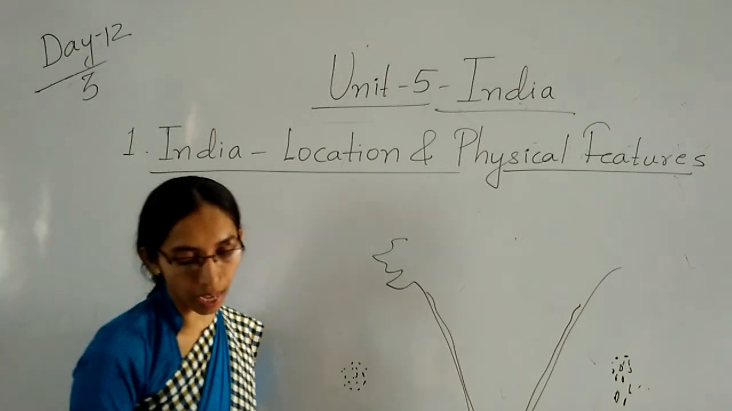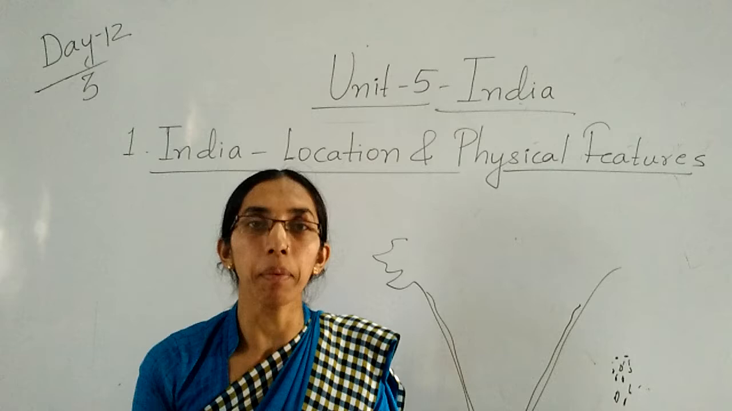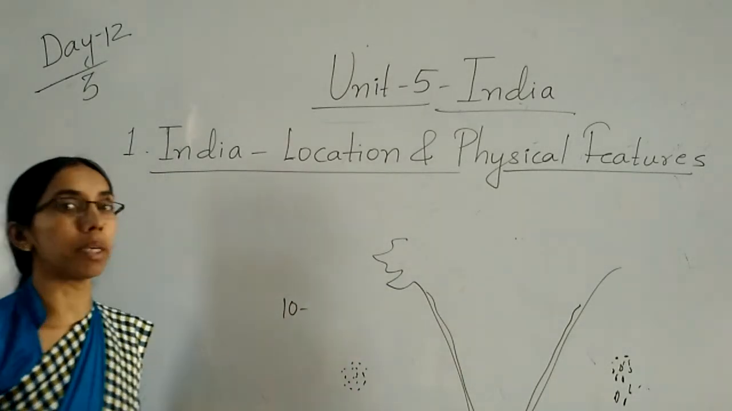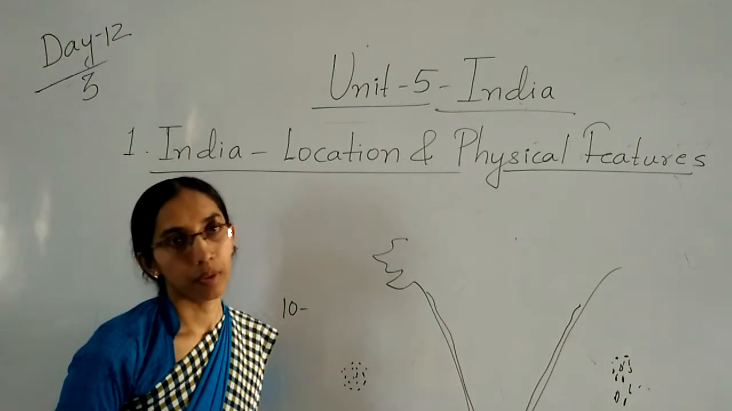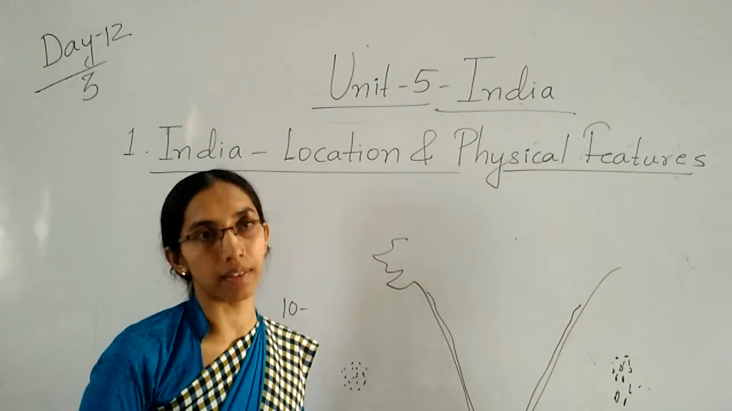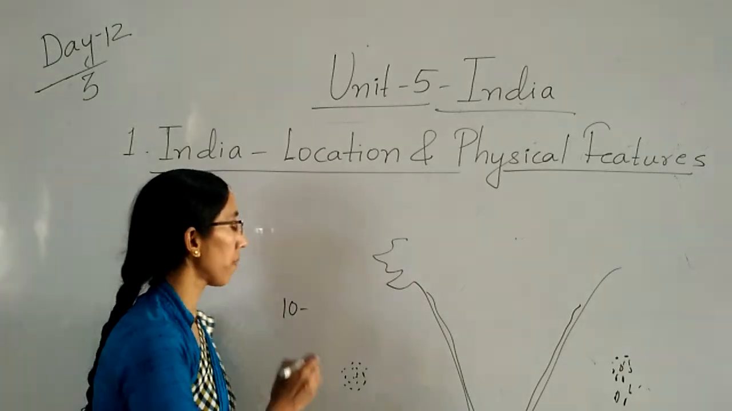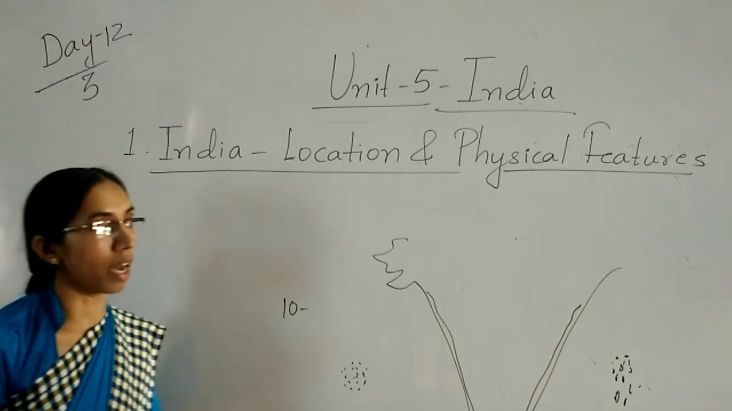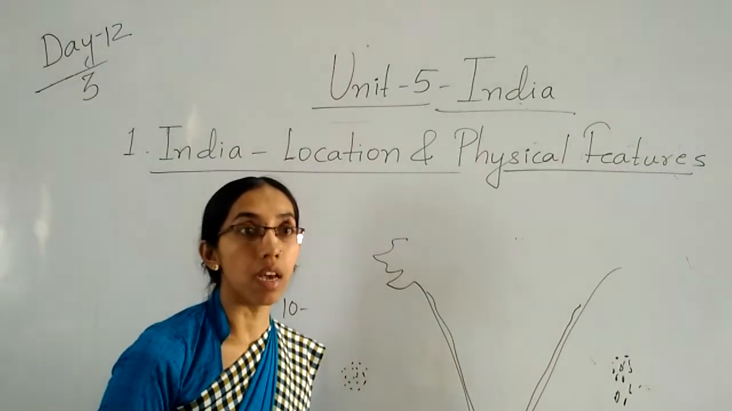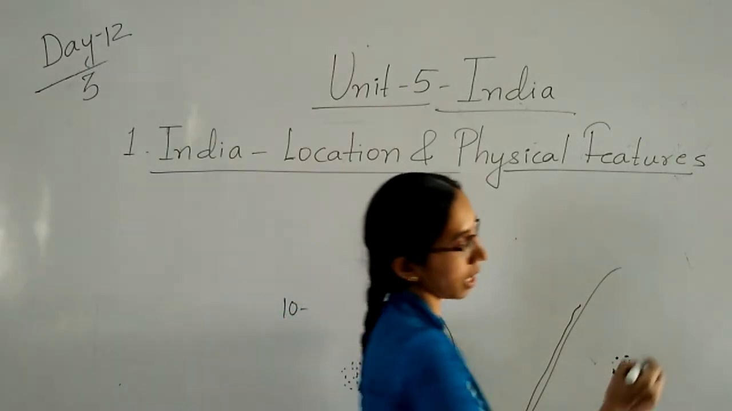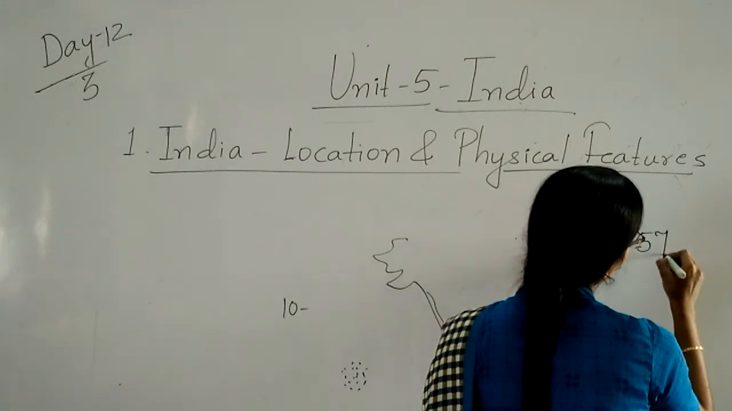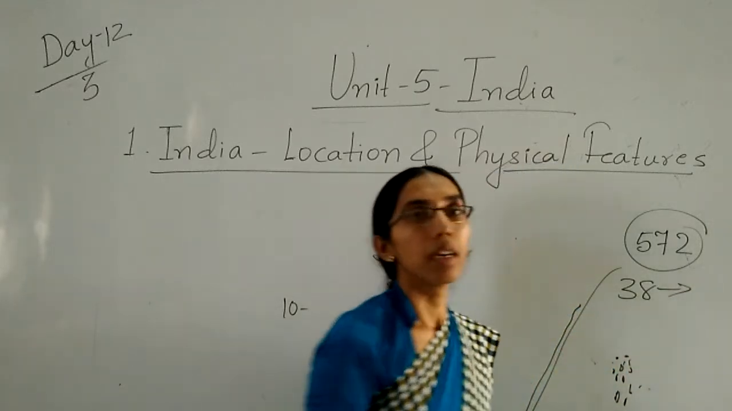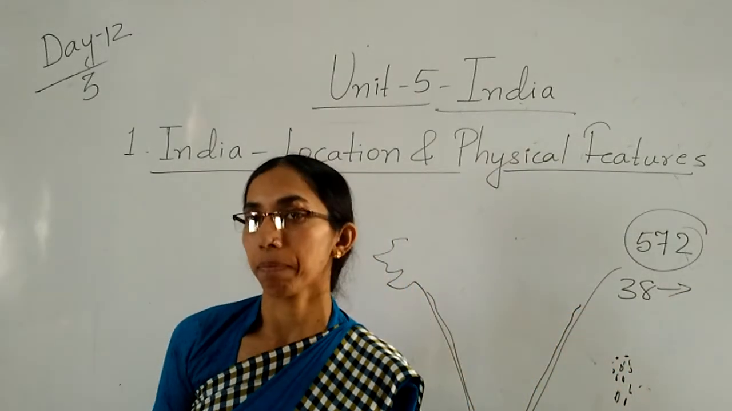Out of that, 10 are inhabited. Inhabited means what? Where the people live. So in that 36 group of islands, 10 are inhabited. But in the Andaman and Nicobar, we can see 572 islands, and in that 38 islands are inhabited, children.